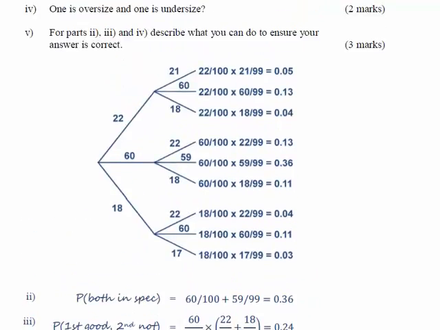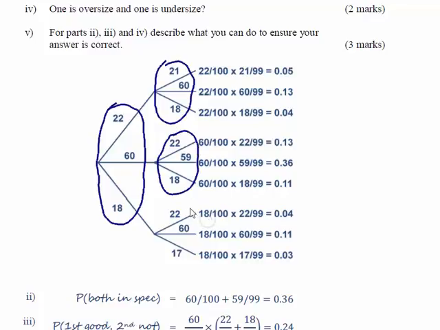And then finally for part 5, describe what you can do to ensure your answer is correct. Well, as I mentioned before, these numbers here have to add up to 100, which is the number of components in the box. These numbers here, and these numbers here, and these numbers here, each need to add up to 99, which is the number in the box minus the one that was taken out in the first round. And then the final and probably most important thing is that all of these numbers added together must add up to 1.